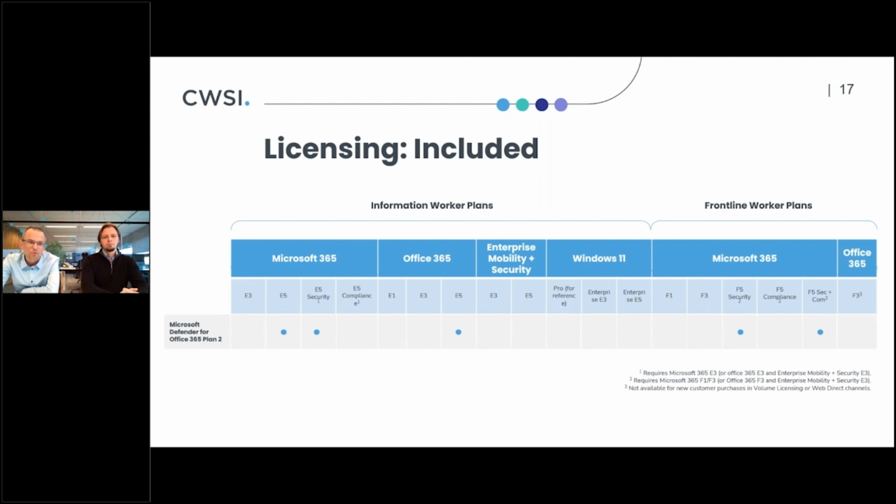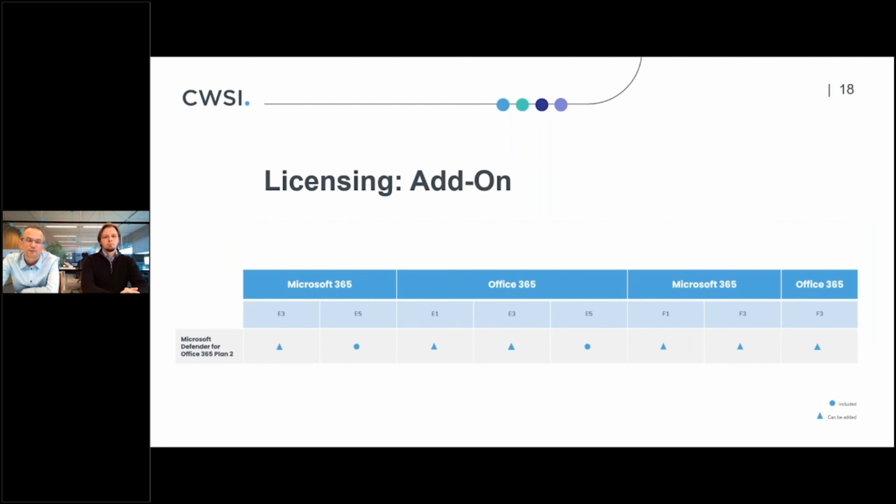If you do not own the Microsoft E5 licenses yet, there are still some possibilities to start using attack simulation training, because it is possible to add this Microsoft Defender for Office 365 Plan 2 to other licenses as well.